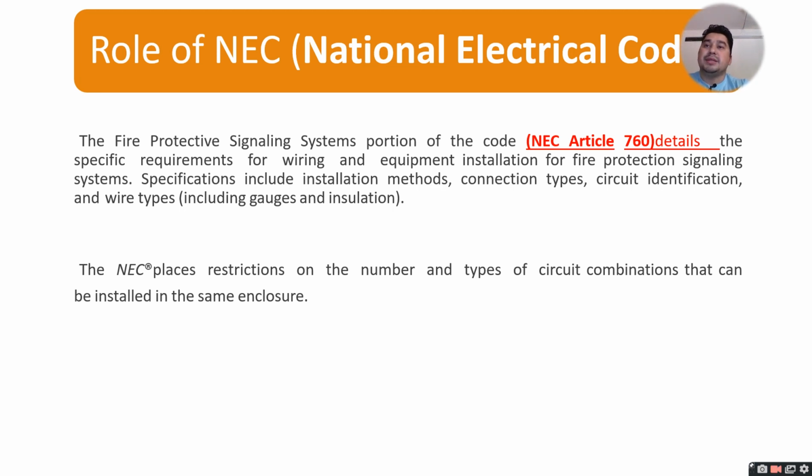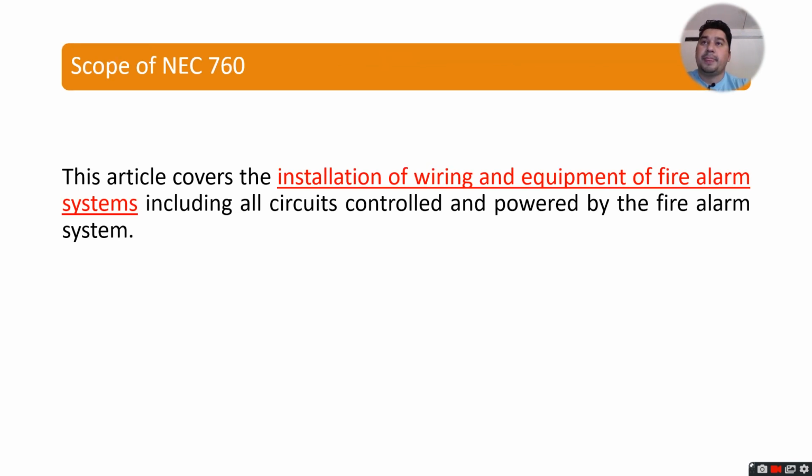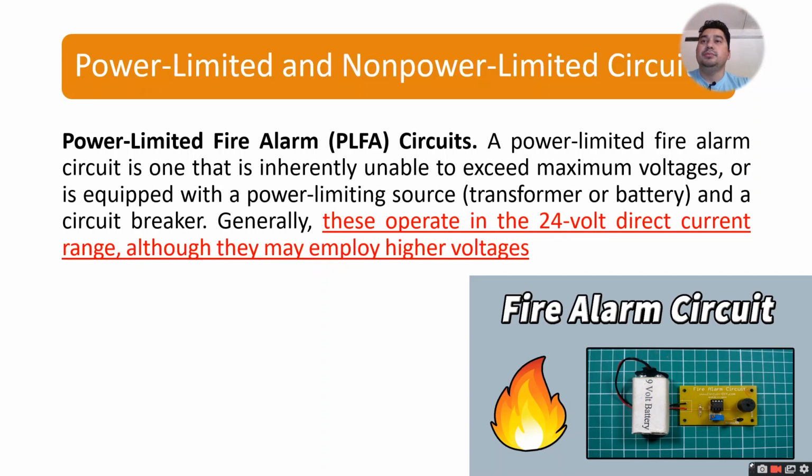The National Electrical Code places restrictions on the number and types of circuit combinations that can be installed in the same enclosures. Scope of NEC 760. The article covers the installation of wiring and equipment of fire alarm systems, including all circuits controlled and powered by the fire alarm systems. If you need more information regarding the National Electrical Code, you can go through NEC 760, which will provide you more detailed information regarding the wiring and other requirements.